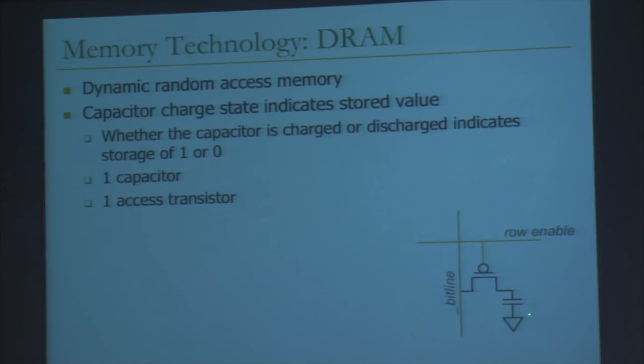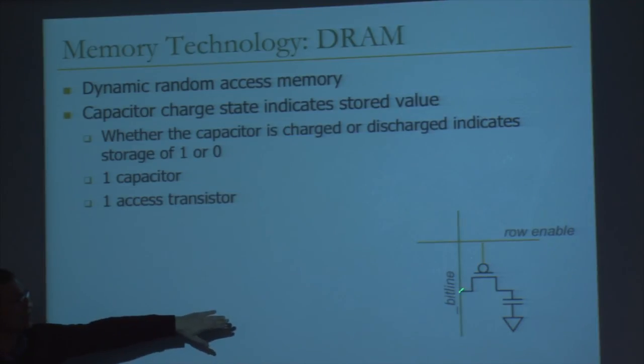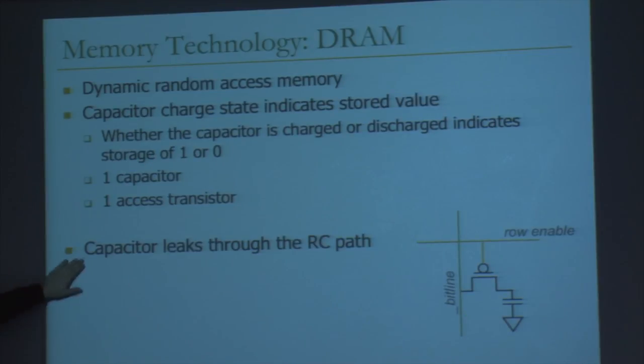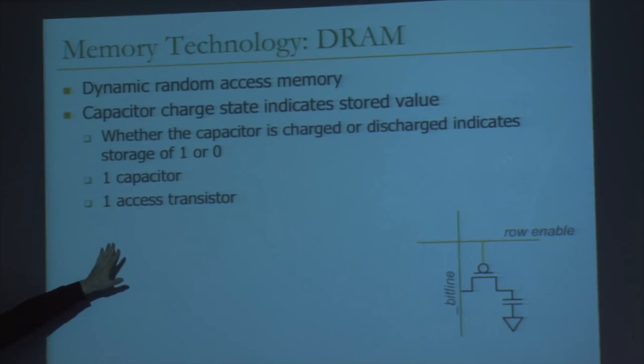And in order to sense the charge in the capacitor, you need to enable that access transistor, which basically connects the capacitor to a bit line. And you can sense the perturbation of charge in the bit line to figure out the value that's stored in this capacitor. Does that make sense? You all know the basic operation of DRAM, right? OK, then I'll go faster.